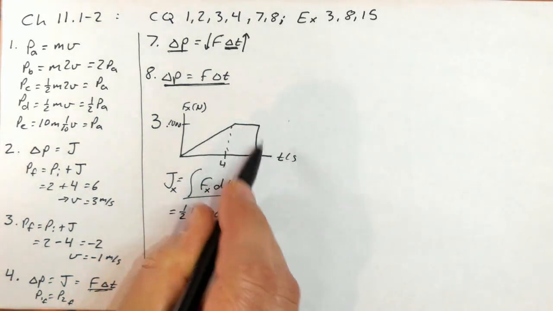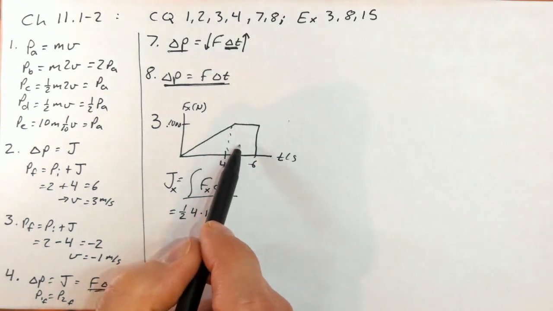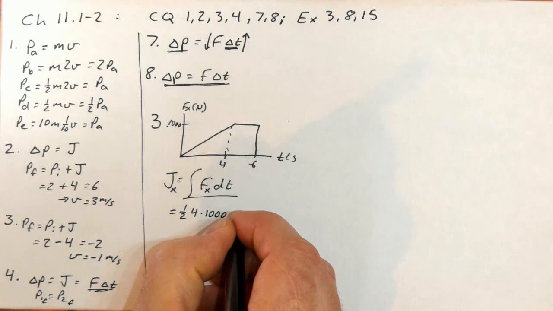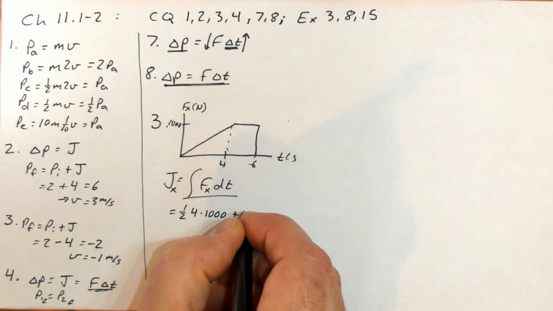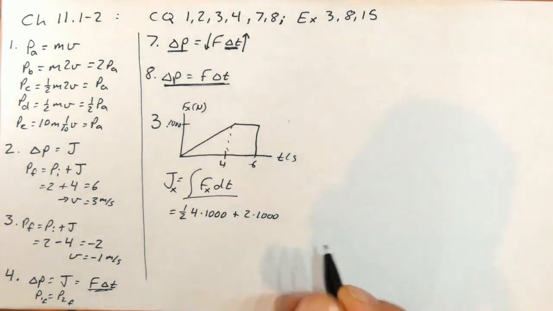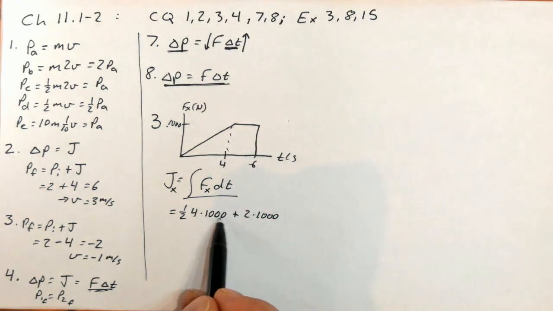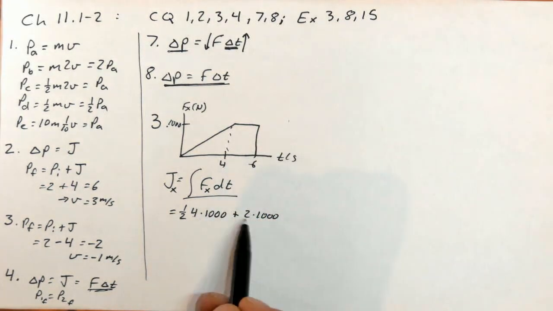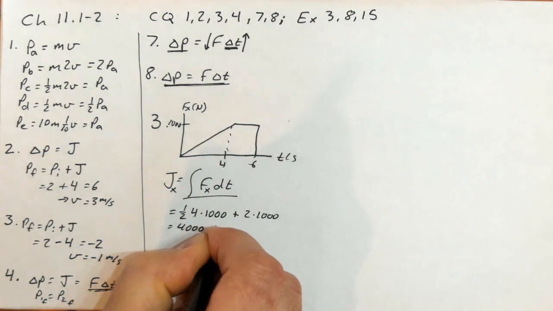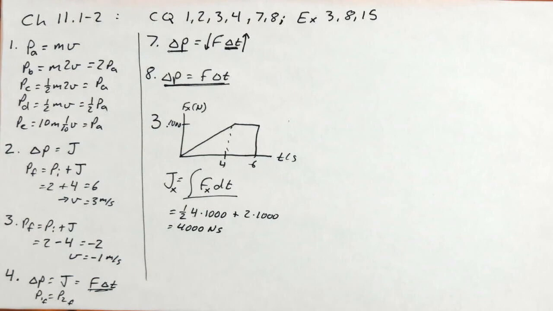And then I see a rectangle that's got a height of 1,000 and a base of 2, 6 minus 4. It's going to be plus base times height, which is 2 times 1,000. So I get 2 times 1,000 plus 2 times 1,000. So that's 4 times 1,000. So that's 4,000 Newton seconds, or kilograms meters per second.